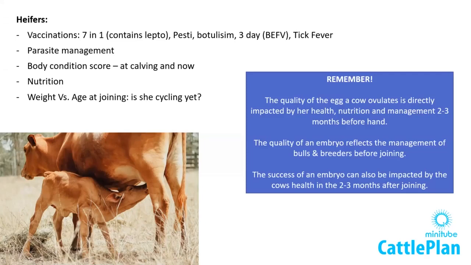And the quality of the embryo reflects that as well. And then after joining too, the success of an embryo can also be impacted by the cow's health. So if that cow gets sick a month or so after she falls pregnant, then she can actually lose that calf. So it's 2 or 3 months either side of joining for cows. It's quite important.